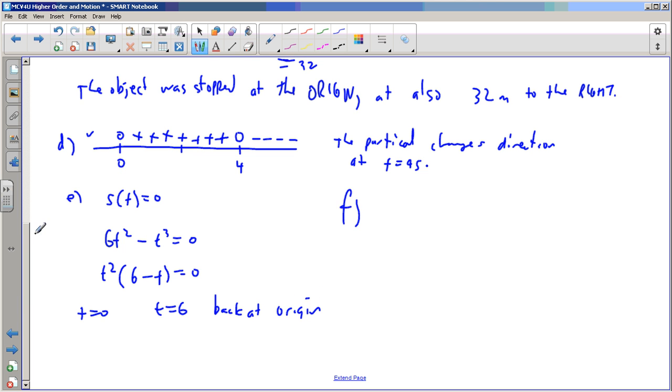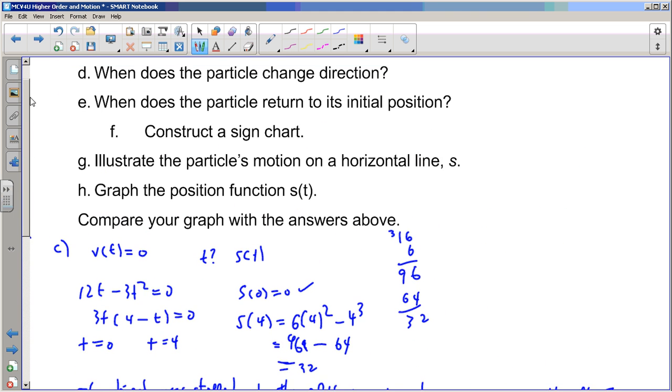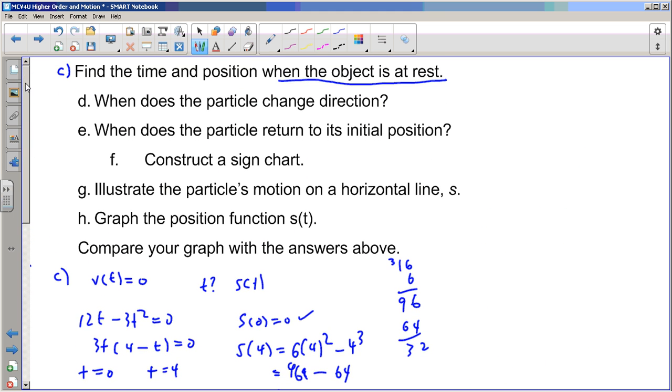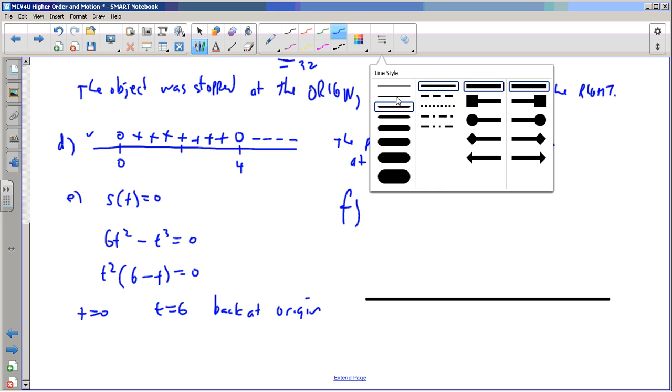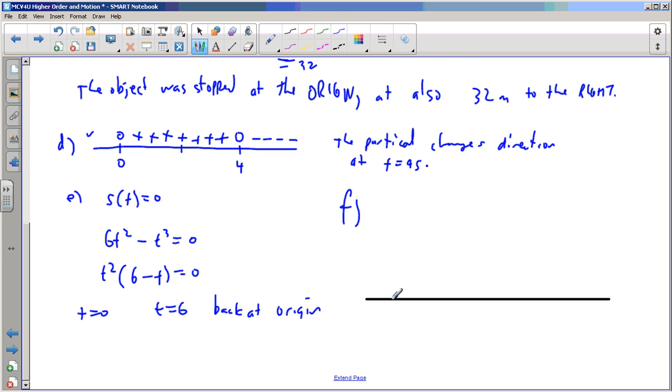F. Phew. Huge example. Grand poobah of examples here. Construct a sign chart. So what does this mean? I'm going to do a decent job of this. I'm going to draw a straight line for a change. Well, this is a sign chart, but this is a big sign chart because we've got 3 functions. We've got our position function, and we know at time 0, the position was 0. After 6 seconds, it was also back at the origin.